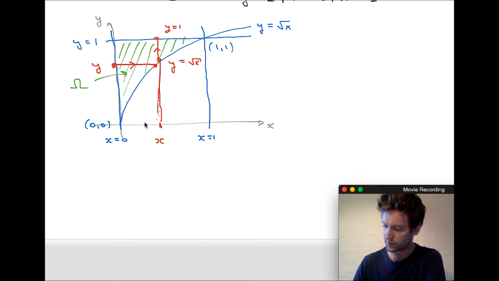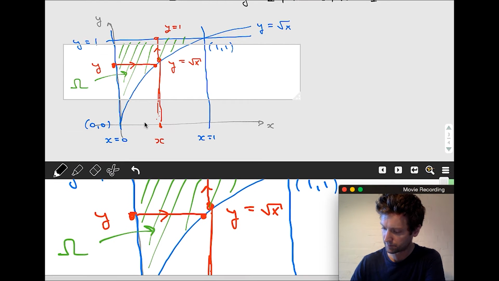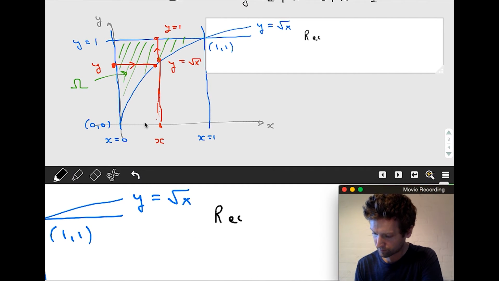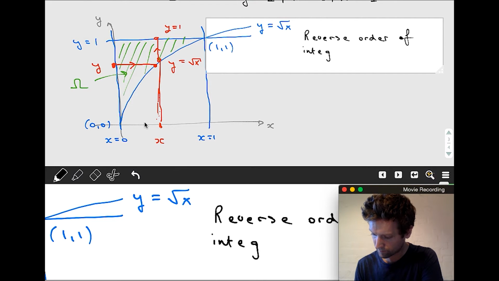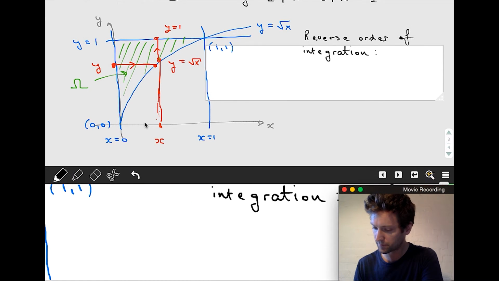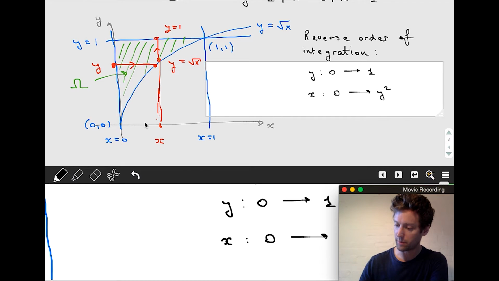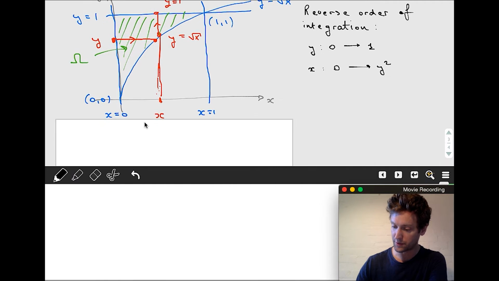So by reversing the order of integration, our new limits of integration will be y between 0 and 1 and x between 0 and y squared. So now we can set up our integral with the order reversed.